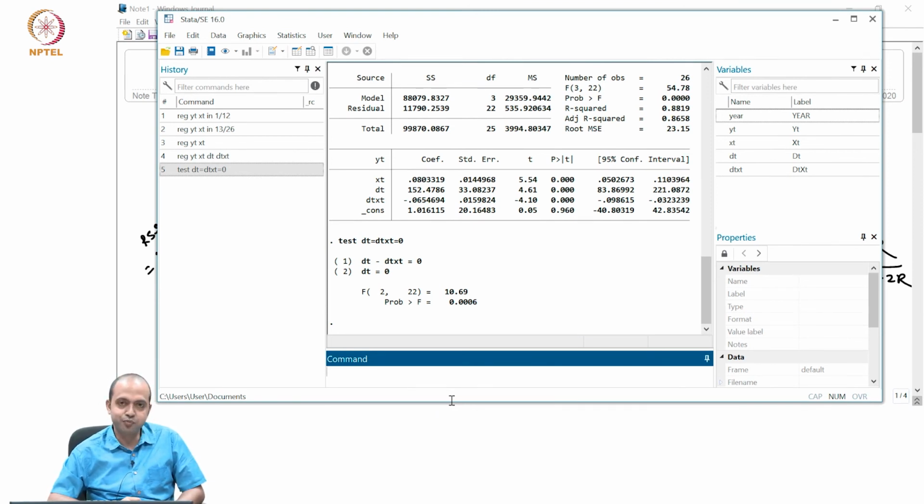So, this is a very powerful command to check the equality between two regression coefficients, and here it is not only checking the equality, but also whether they are equal towards 0. That is the test command we are applying.